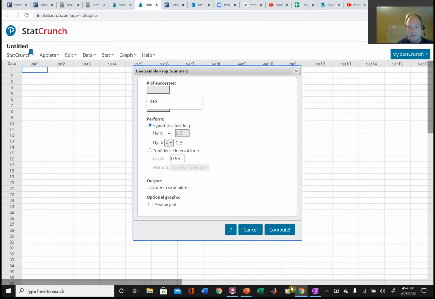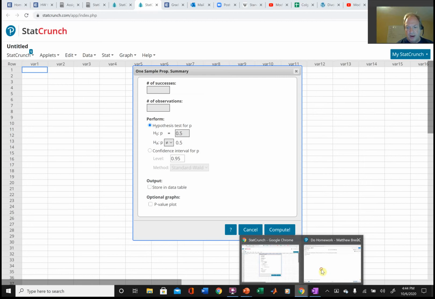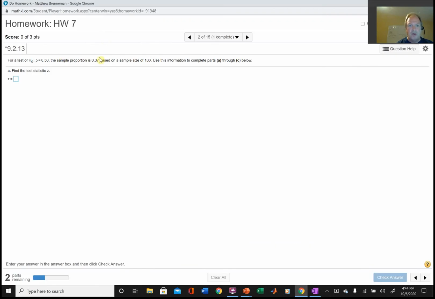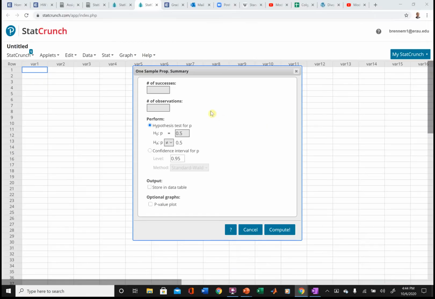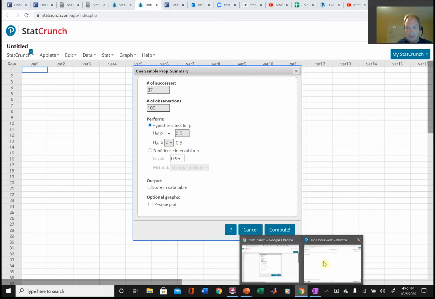if I look at this, I have to go back and read the problem, right? The sample proportion is 37%, sample size of 100, so this is the number of successes, right? Sample proportion is always of successes. So I had 37 successes, a sample size of 100, number of observations. I'm testing to see if the null hypothesis is that it's equal. Let me go back and read the problem here carefully.